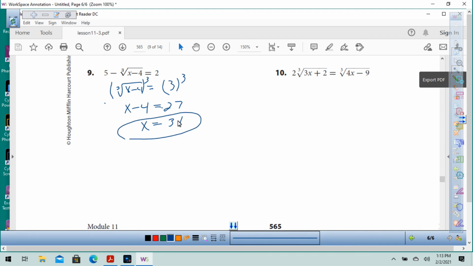Now with cubes, you don't really have to check because they don't have extraneous solutions. Why don't y'all try number 10 and show your work. And the solution is x equals negative 5/4.